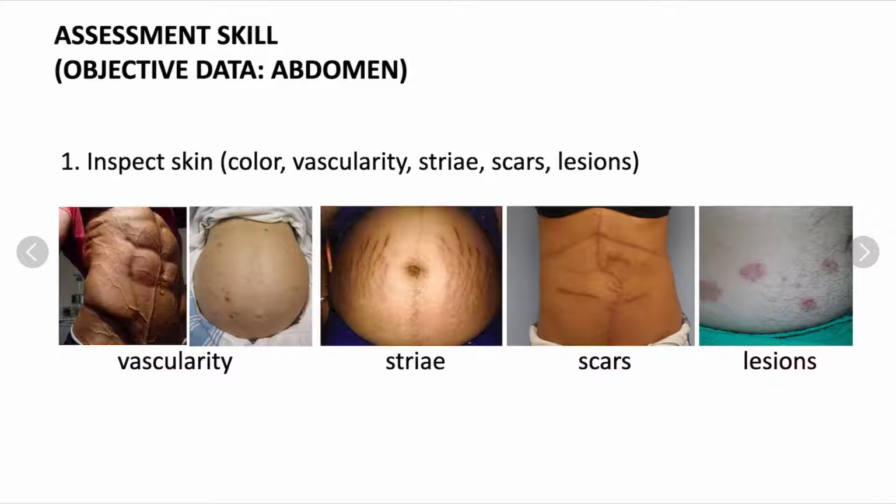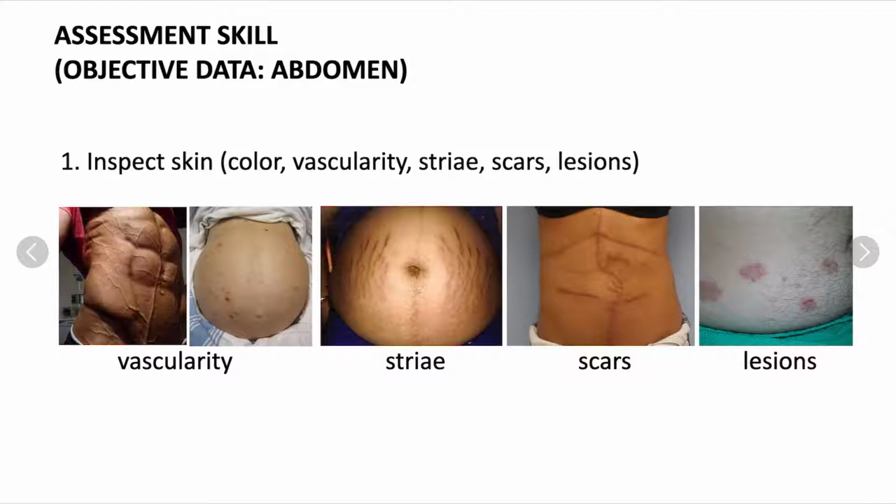So the normal color for the skin would be a little bit lighter in complexion because your abdominal area is not always exposed compared to your extremities. So you may say that the patient's color is consistent but slightly lighter due to the fact that it is hidden and not exposed. For the vascularity, the normal is usually that veins are not seen.